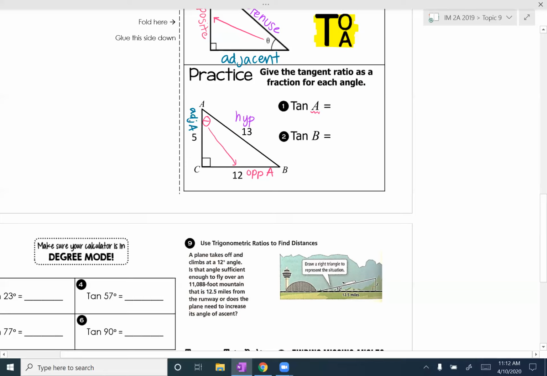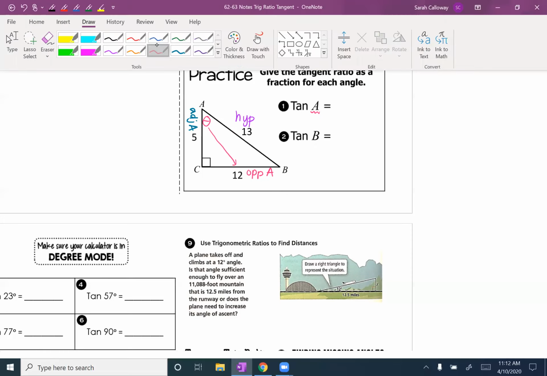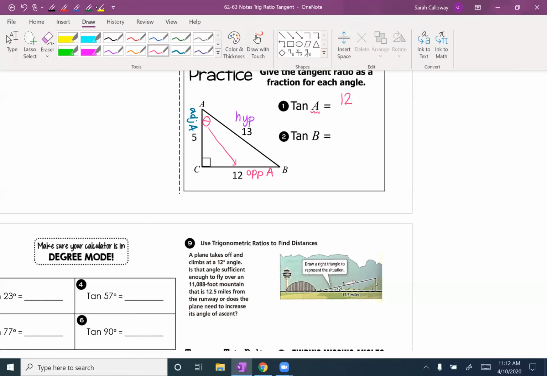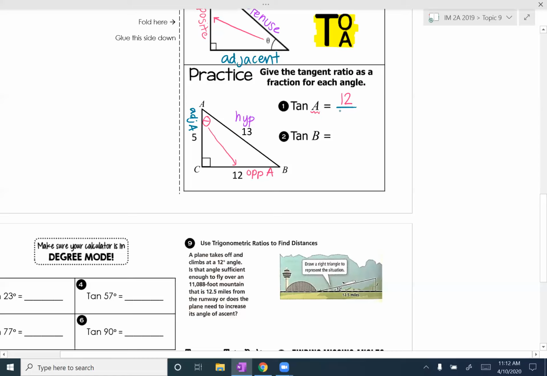So if I'm creating the tangent ratio, I'm going to put O over A. So the side that's opposite of A is 12. And the side that's adjacent to A is 5. So tangent of A is 12/5.